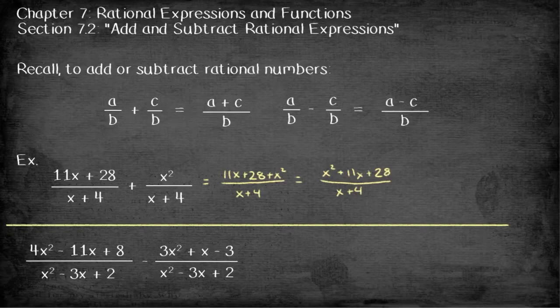So by now you're starting to get a little bit better at factoring things, feeling a little bit more comfortable. So let's see, we want to factor the numerator. X plus 4 divides out. So I'm really just left with x plus 7. So that wasn't too bad. Let's see how it goes for this next one.